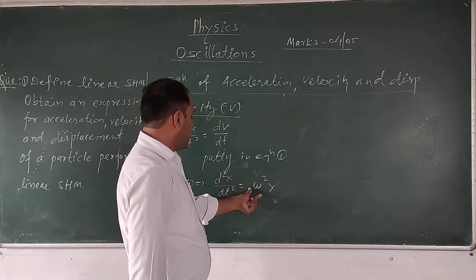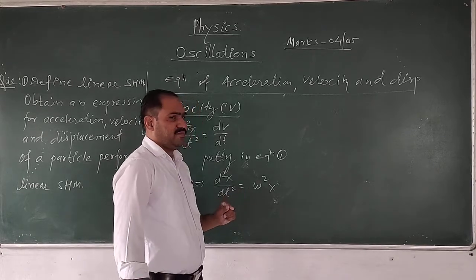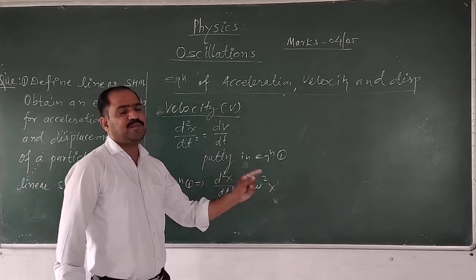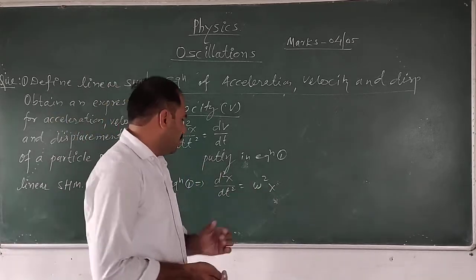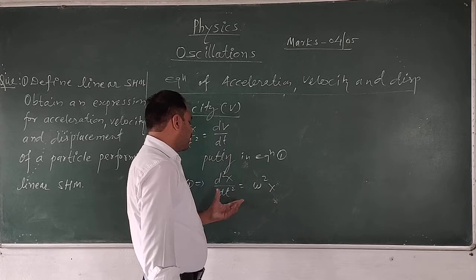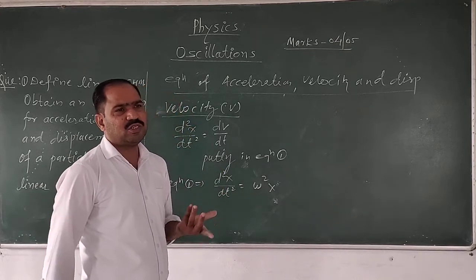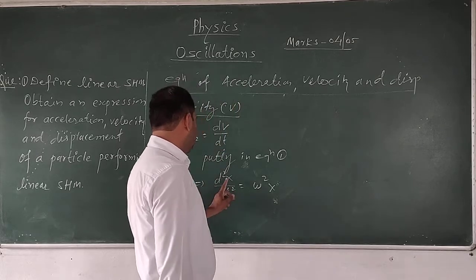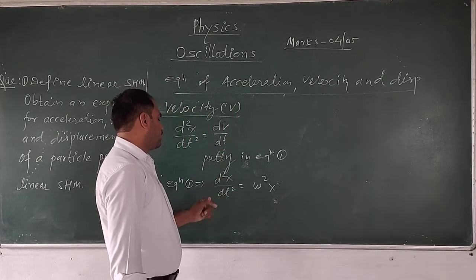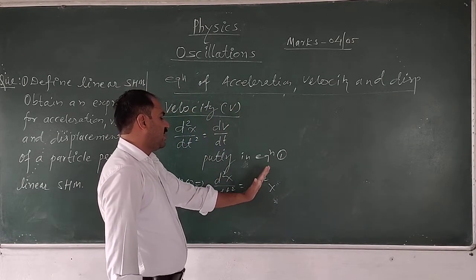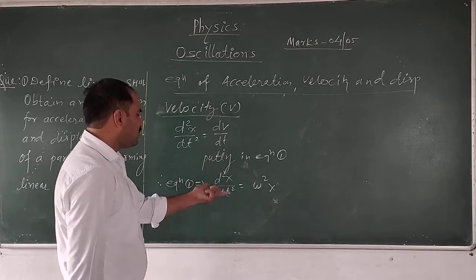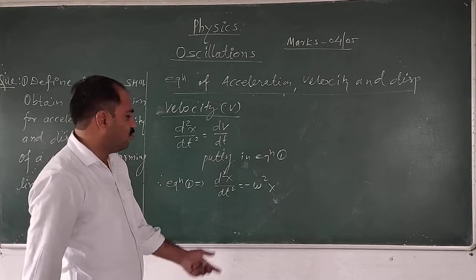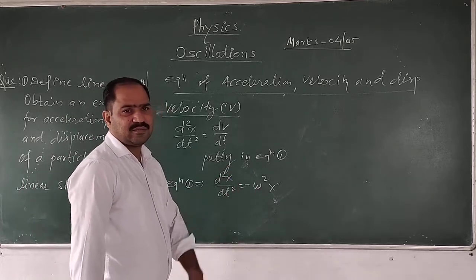In equation number 1, there was the negative sign. The negative sign indicates that the acceleration and the displacement are in opposite directions. But in the magnitude form, the negative becomes positive, since magnitude is always taken as positive. Therefore, equation number 1 is written as d2x upon dt square is equal to omega square x. We can also write it in this form, it is okay.